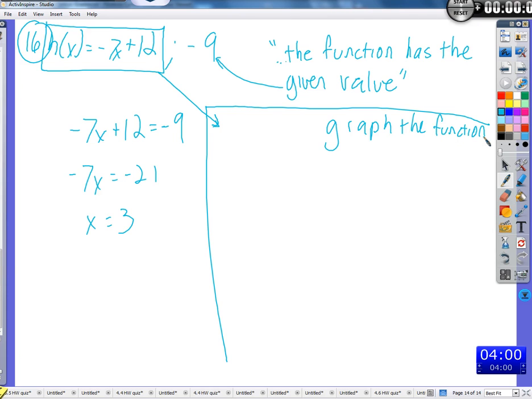If this seems like a new idea, it's not. Okay? If you need some help, look at section 4.5. Straight out of 4.5, only we're using function notation instead of y.